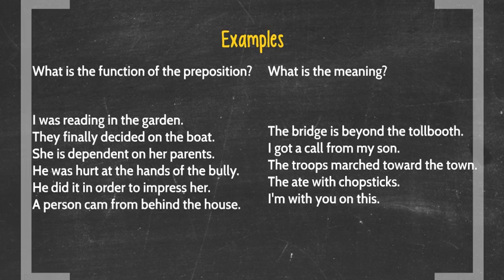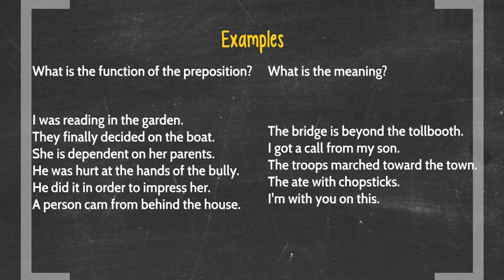She is dependent on her parents. Dependent is an adjective. It's followed by on. It's always followed by on. So this is an adjective preposition construction. He was hurt at the hands of the bully. At the hands of is an idiomatic expression. Okay, and you're going to have to learn some of these.